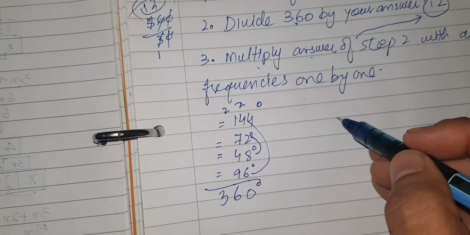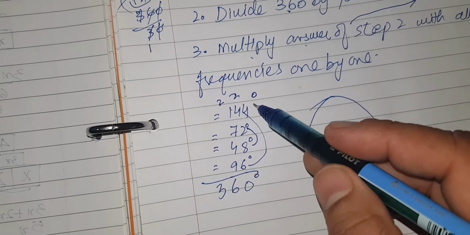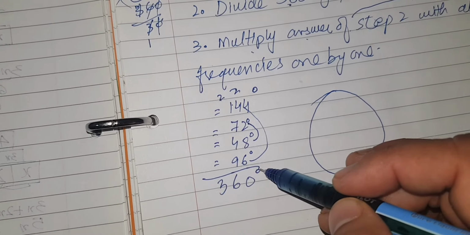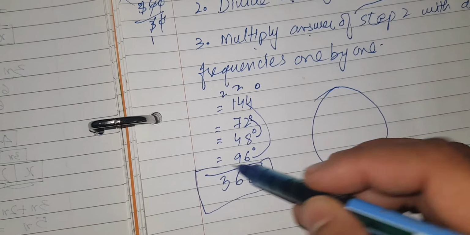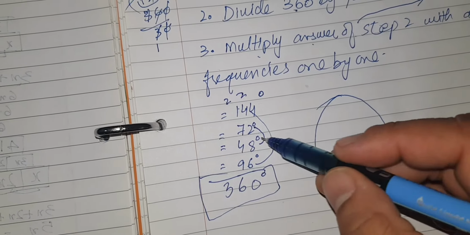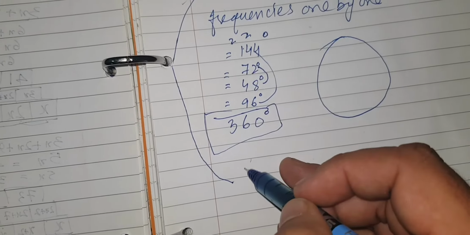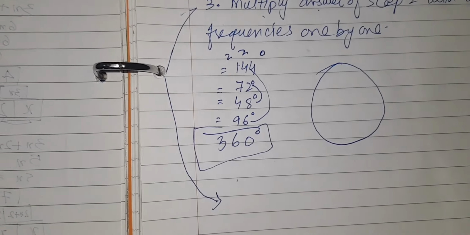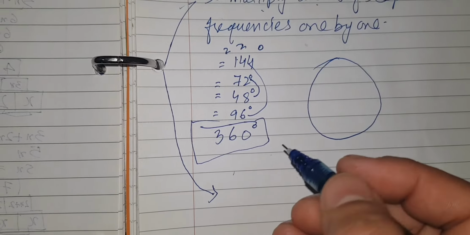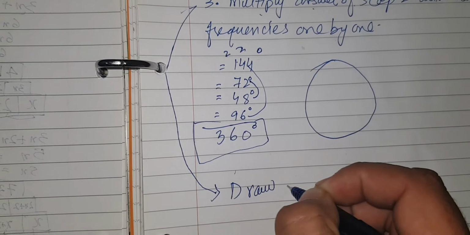This means that I divided my complete circle into these degrees where my answer will remain in the range of 360. So I will draw an angle of 144. Before I draw, this is the fourth step that I need to mention here, and it is very, very important. I will here draw a radius.